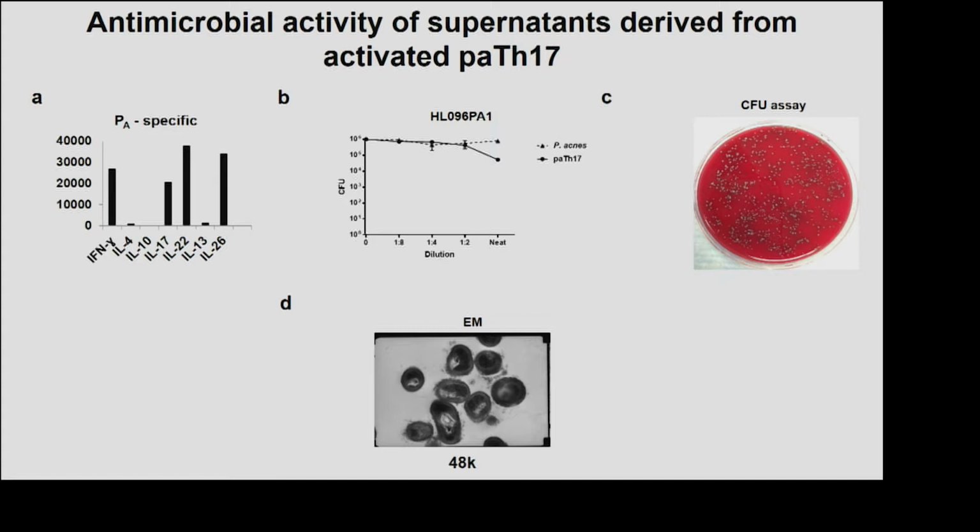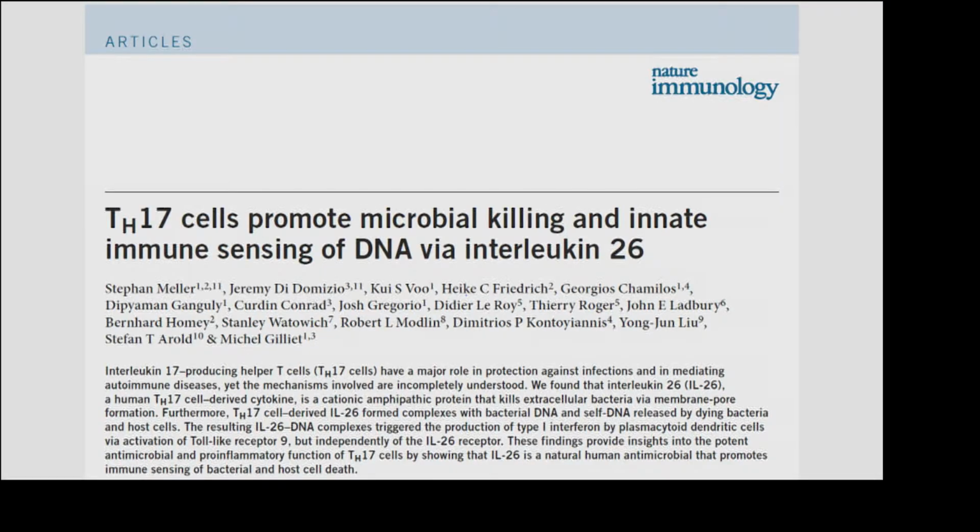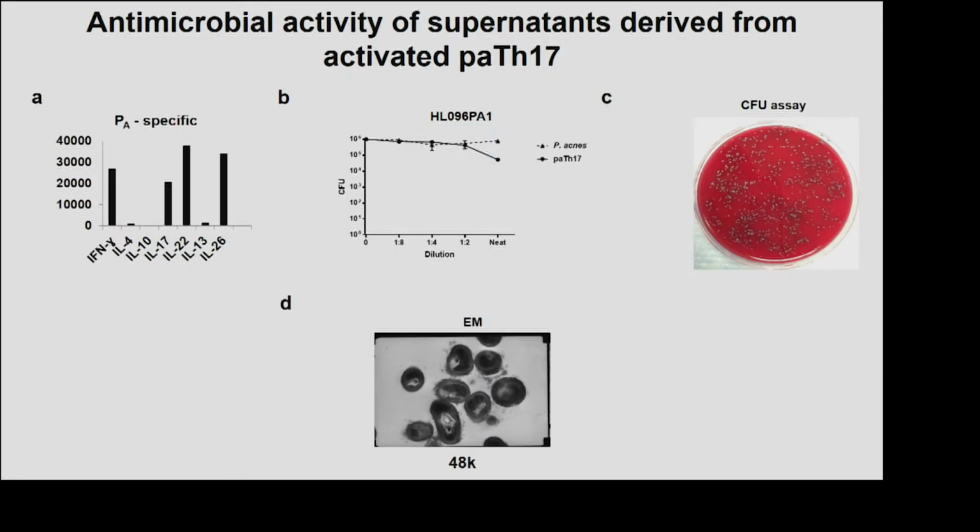All right, so this raises interesting questions, because there's a paper that came out a couple of years ago showing that Th17 cells promote microbial killing and innate immune sensing of DNA via interleukin 26. And we know that interleukin 26 is cationic and amphipathic, and normally it was shown to be able to kill both gram-positive and gram-negative bacteria through pore formation. So if I can go back here, all our clones are producing IL-26, so the question was, what is this IL-26 doing?